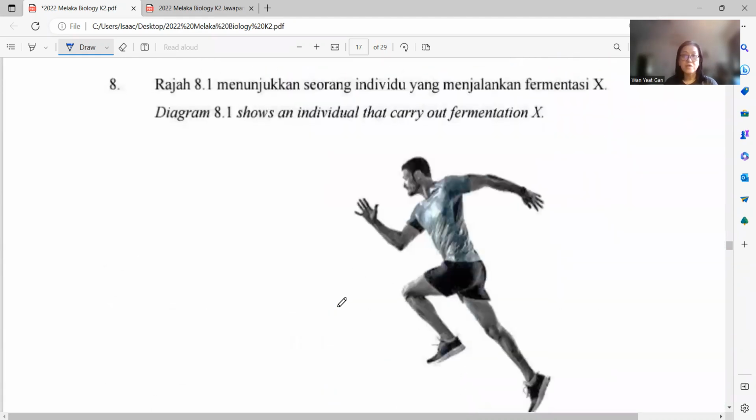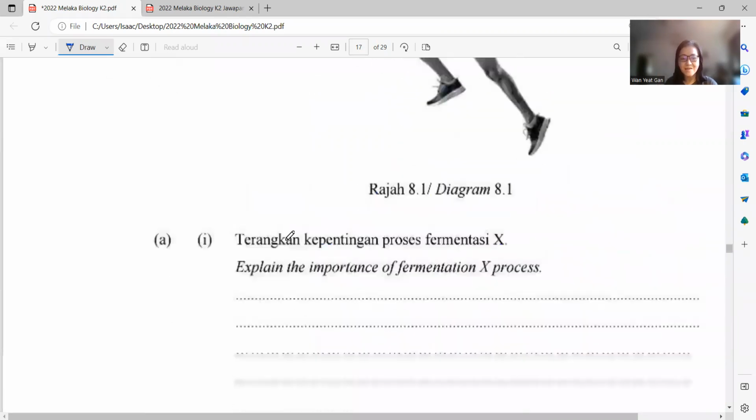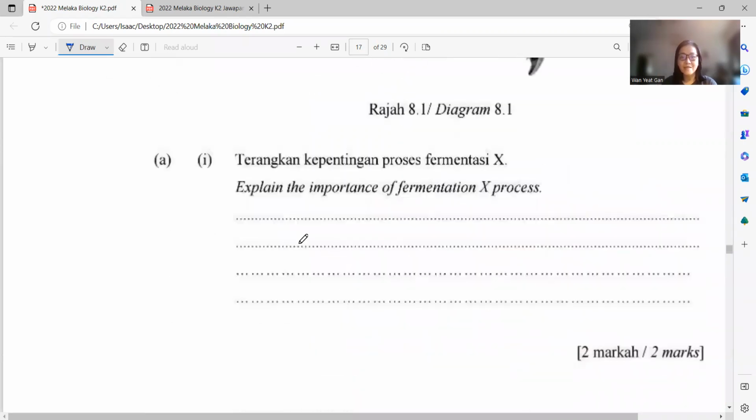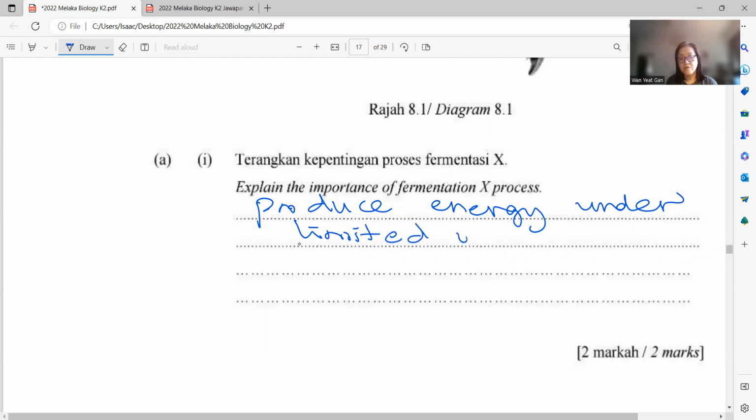Okay, question 8. Diagram shows an individual that carries out fermentation. Explain the importance of fermentation X process. Now, fermentation produces energy under limited oxygen supply.